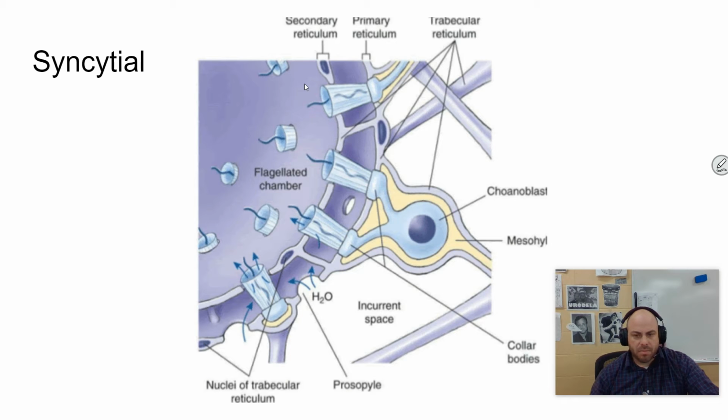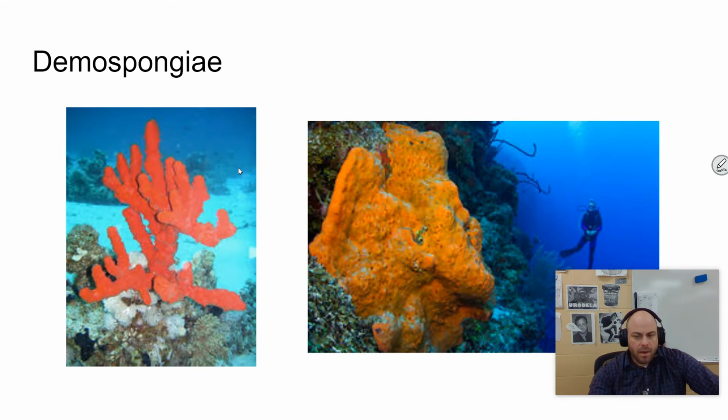Most of its body is composed of this syncytium, and the name of that syncytium is the trabecular reticulum, which you can see here, and you can kind of get an idea of that syncytial type thing. Obviously, there are individual cells like choanocytes and others that exist, but this syncytium is what takes up most of its body.